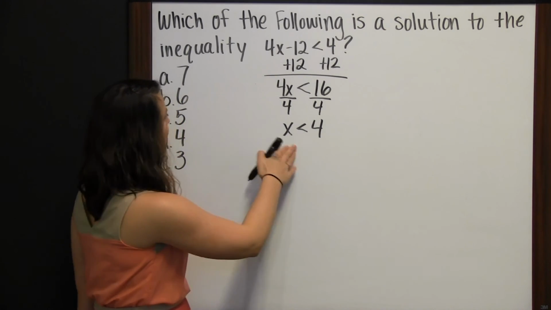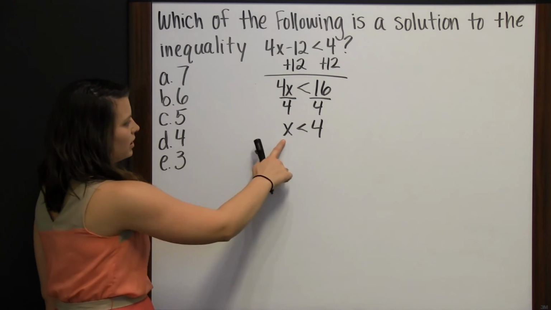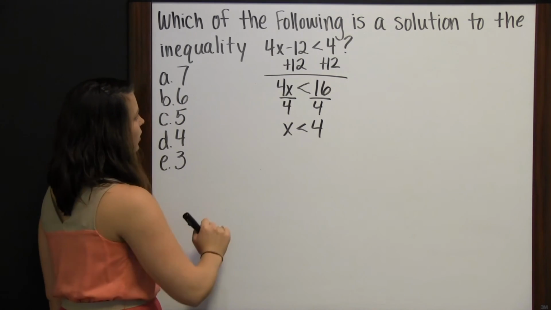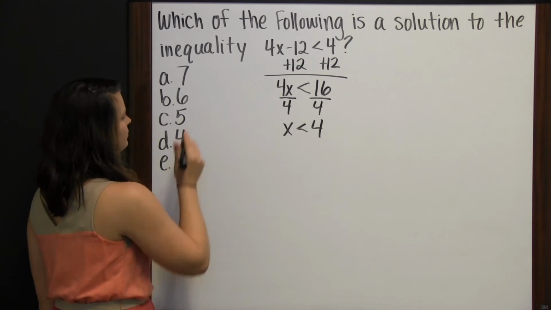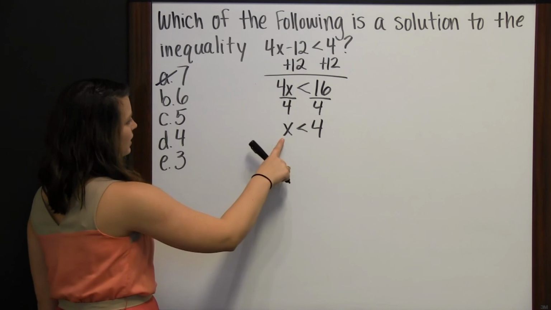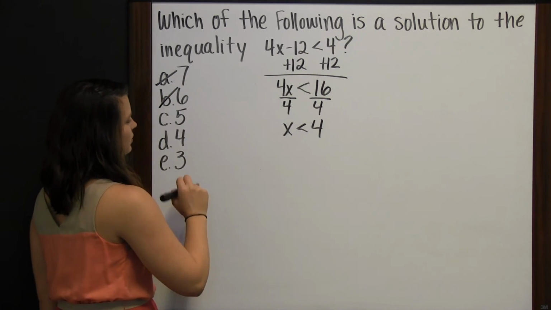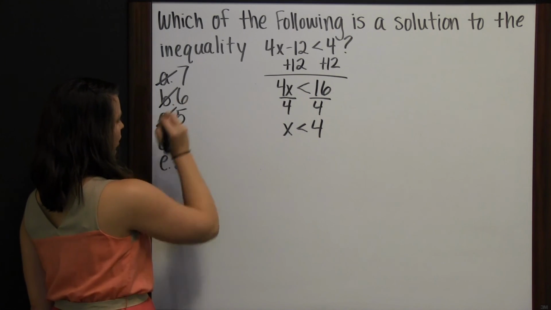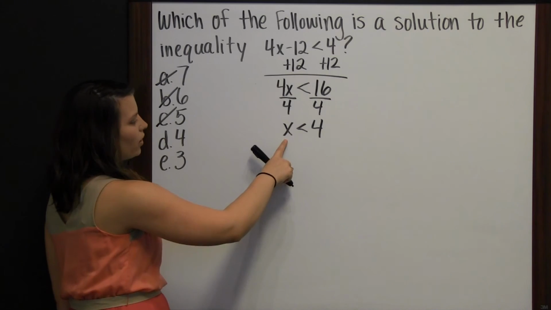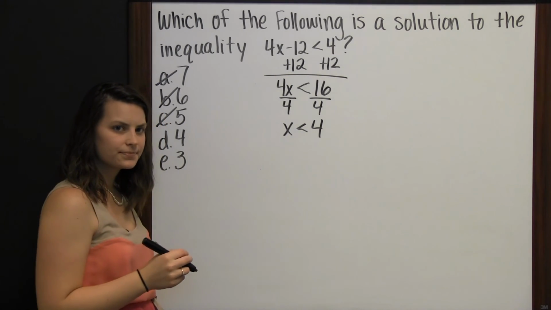So now we can apply these answer choices. We want to find which one of these numbers is less than 4? Is 7 less than 4? No. Is 6 less than 4? No. Is 5 less than 4? No. What about 4? Is 4 less than 4?